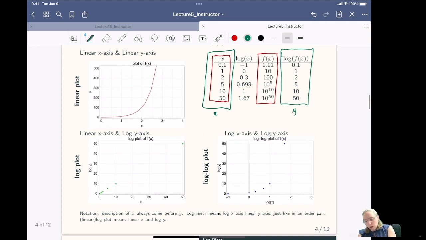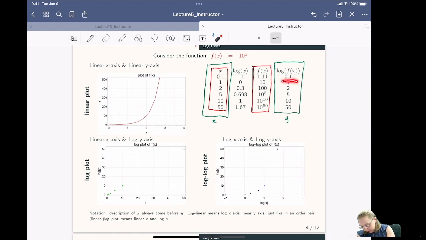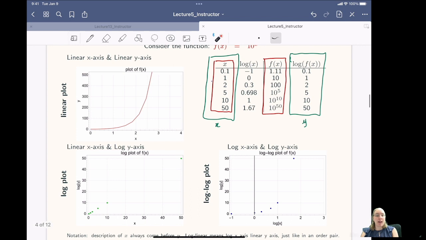All right. So what was before at 1.11, which is way down here, is now going to be at 0.1, 0.1, which is that point right there. All right? What was before at 50, 10 to the 50th, which is way off this plot, is now at 50, 50. Okay? So we get that point there. And as you can see, we're going to end up with a line. So this is a normal property of exponential functions plotted on a log plot. That if you plot a log plot of an exponential function, you will get a line.